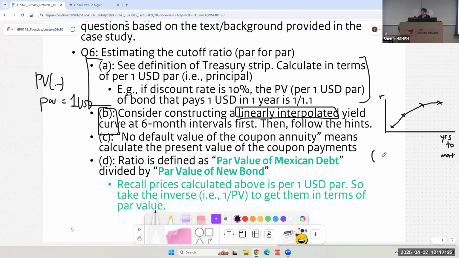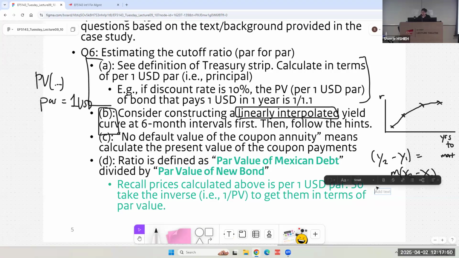How do you interpolate? Simply use the point slope form from your high school math. That's my suggestion. X would be years to maturity, Y would be your interest rate or the discount rate, and you solve for m, and once you have m, you can increment every 6 months. No problem. Let me write it out in case you don't know what I just said.